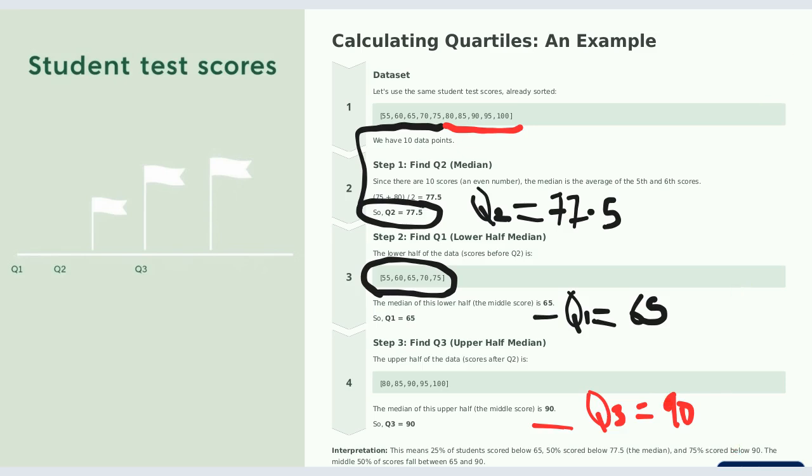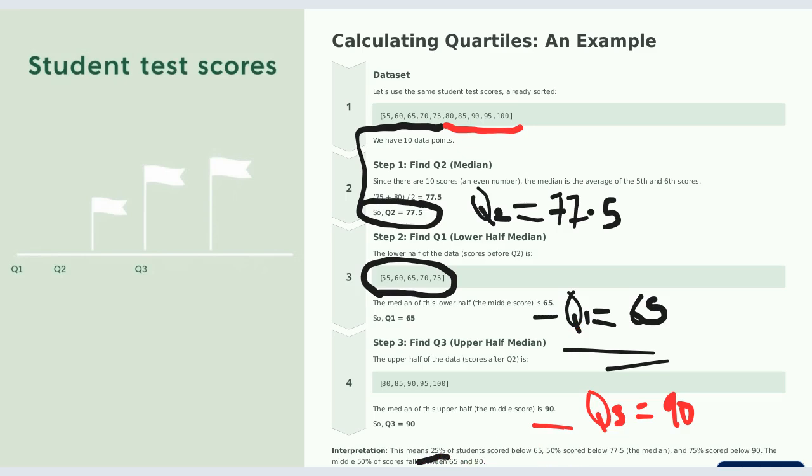So let's see the interpretation of this. Now this means 25% of the class scored 65 because that's Q1. Where's Q1 again? This is Q1, the first quartile. And don't forget that out of 100, which is percentage or percentile, if you divide that 100 into 4 equal parts, you are going to have 25 as the first quartile, you have 50 as the second quartile, you have 75 as the third quartile.